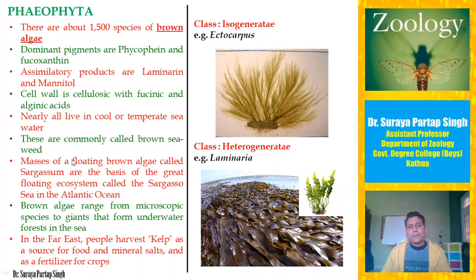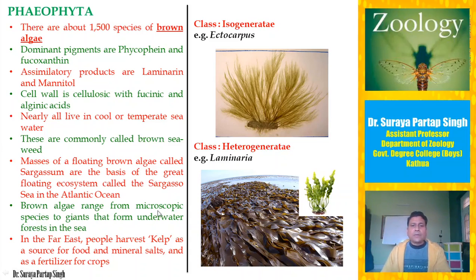Now, masses of a floating brown algae called sargassum. So there is a type of brown algae which is called sargassum. They form a great floating ecosystem called the Sargasso Sea in the Atlantic Ocean. So sargassum forms filament-like or sheet-like structures. This is sargassum. So this sargassum is present in the Atlantic Ocean. There they form a forest-like floating ecosystem under the water, which is known as the Sargasso Sea.